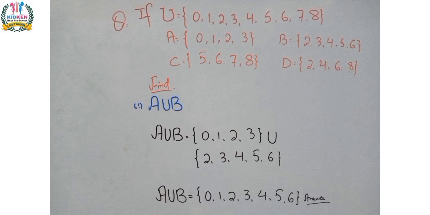So with the help of these values, we can solve these questions like A union B, A union D, intersection B, etc. So let's start our question. And the question is A union B. So before we start this question, I would like to define union.